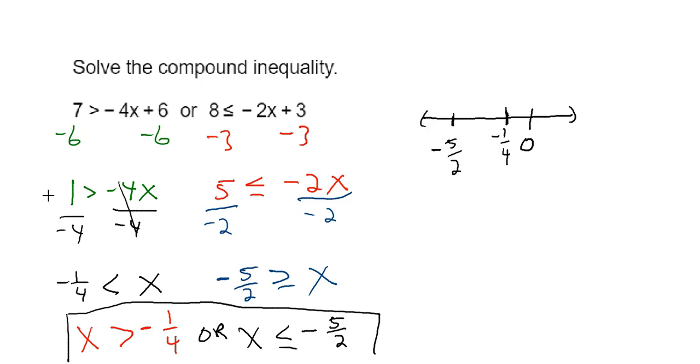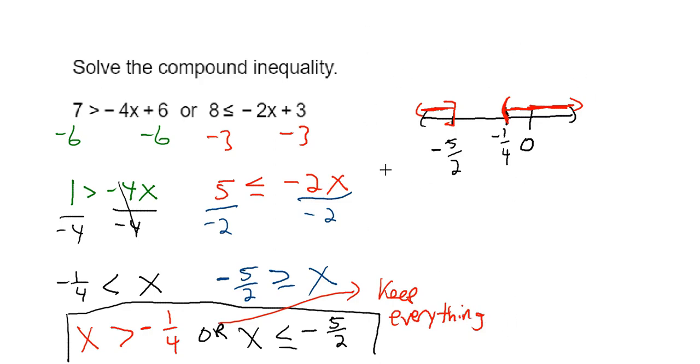All right, so we want to shade to the right of -1/4 because we want greater than -1/4, which will be this way. Parentheses on that because there's no equals to. And less than -5/2 means we want to shade to the left of -5/2. Brackets on that number because of the equals to in that inequality. And for an or, as we mentioned earlier, we keep everything. And so everything I just shaded in stays shaded in. And so that's my answer. This is what my graph should look like.